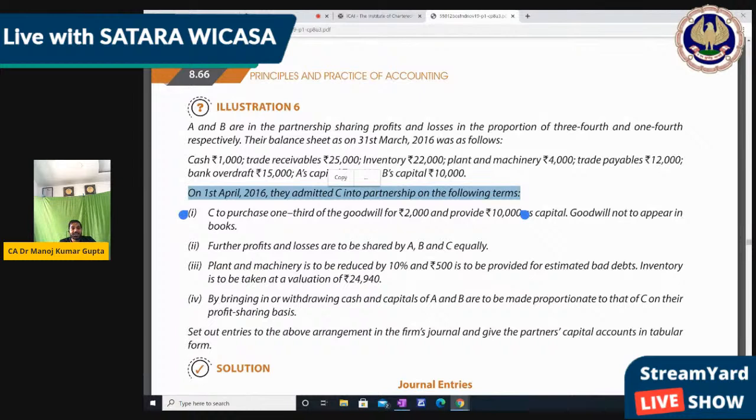That means how much is 100%? So we can calculate the full goodwill. And goodwill will not appear in the books, that means goodwill should not be shown in the books. What is this concept? Actually, I told you in the beginning. Goodwill is the extra earning capacity of the firm, but goodwill is good for the firm only when it is not shown in the books.